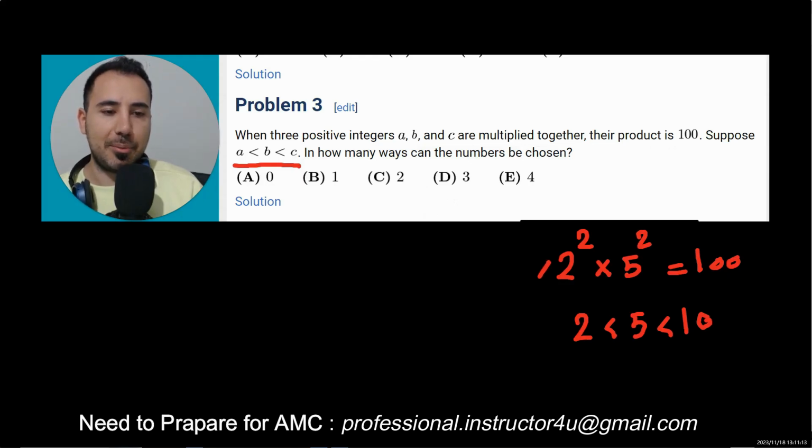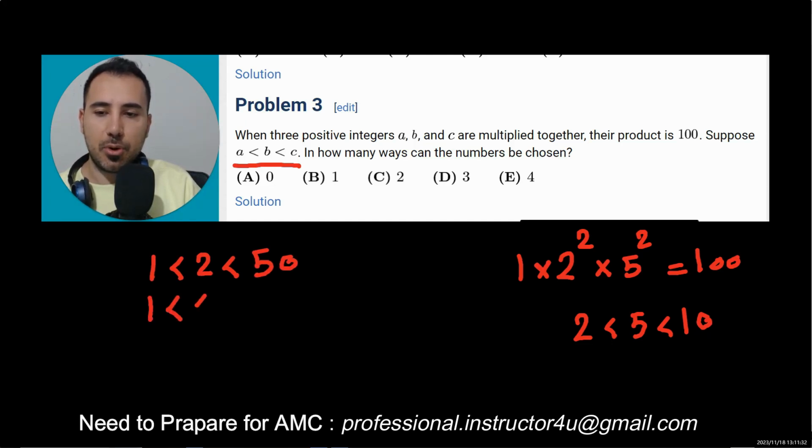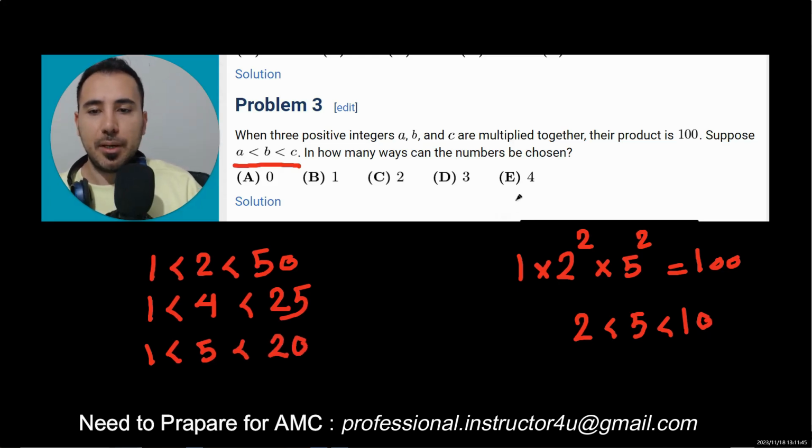But we also have to remember that 1 is also a divisor of 100. So what we're going to do is this. We could write it as 1, 2, 50, which will also make 100. So 1, 4, 25 will also make another one. So 1, 5, and 20 will make another one. We just have to be really careful about this. So the right answer will be E.